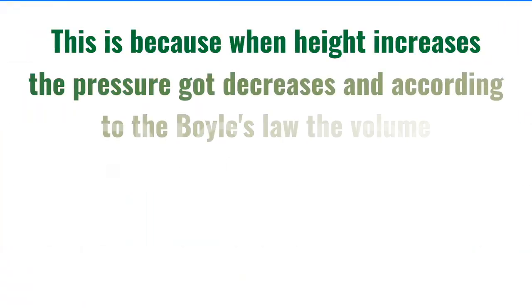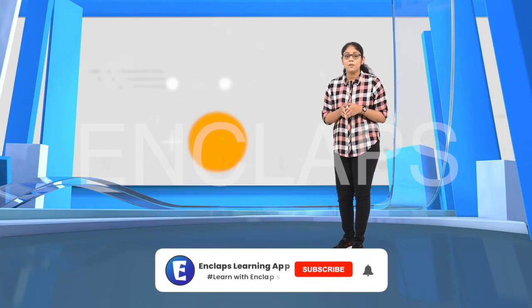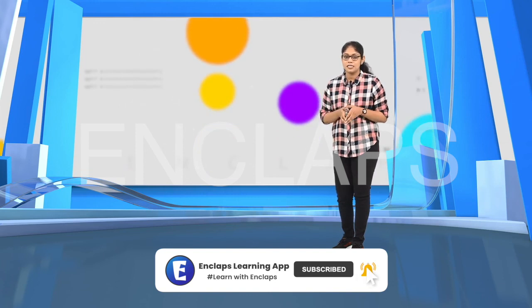Okay. Then the next situation. Here there is a hydrogen balloon. When this balloon is released into the atmosphere, what happens? As it moves upwards, the size of the balloon increases. This is because when height increases, the pressure decreases, and according to Boyle's law, the volume of the gas inside the balloon increases, and so the size of the balloon also increases.